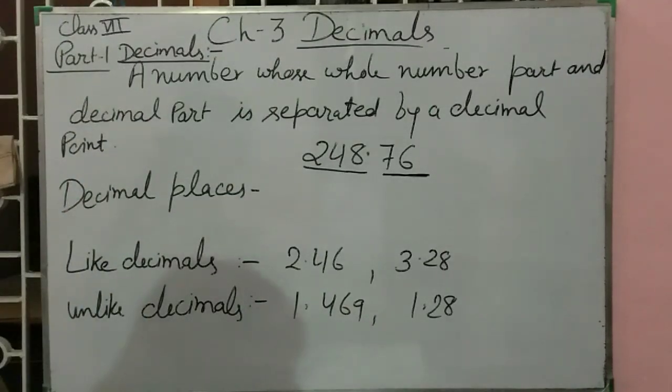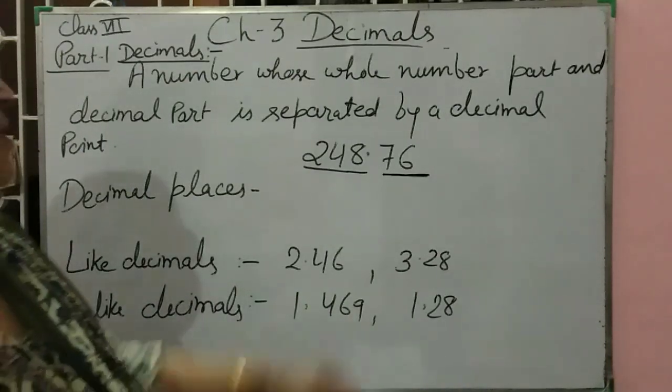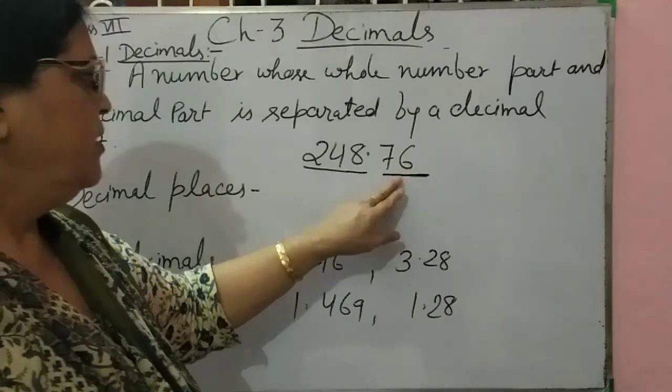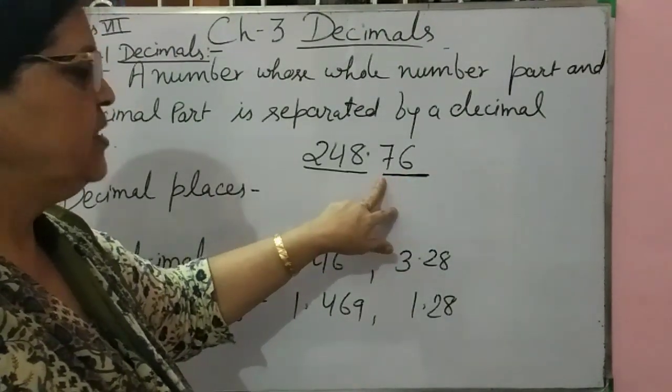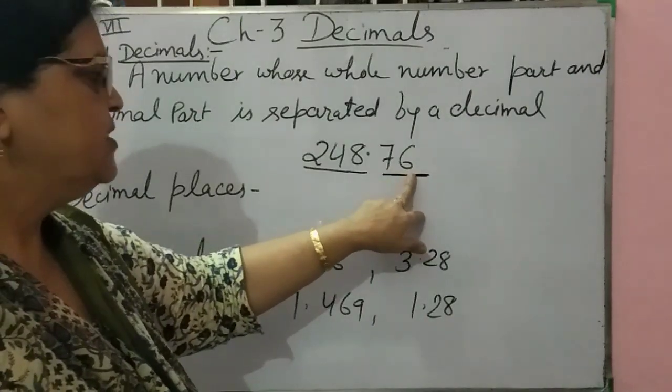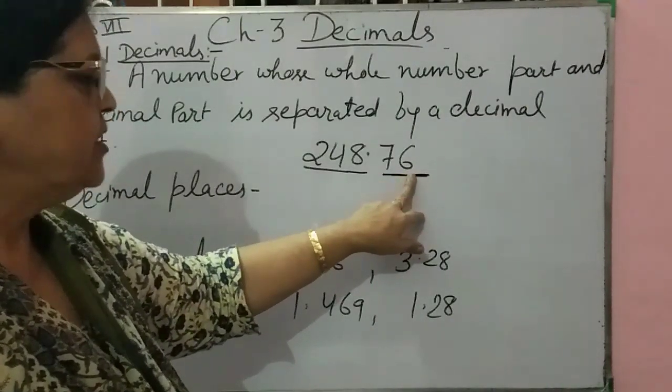Now, decimal places. The number of digits contained in the decimal part of decimal gives the number of decimal places. There are two decimal places. First is 10th place and 6 is in 100th place.